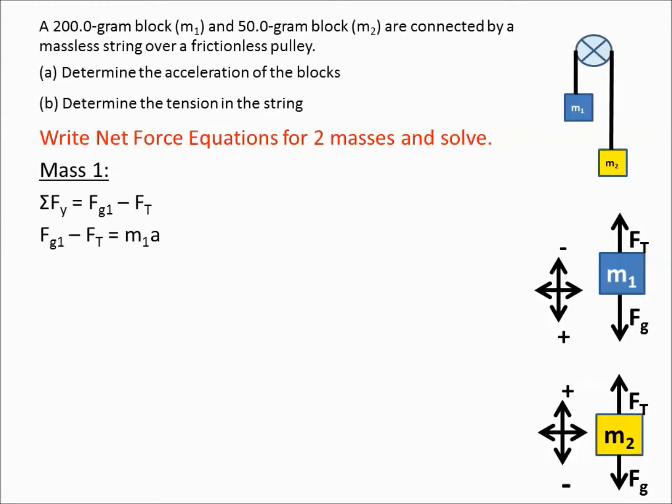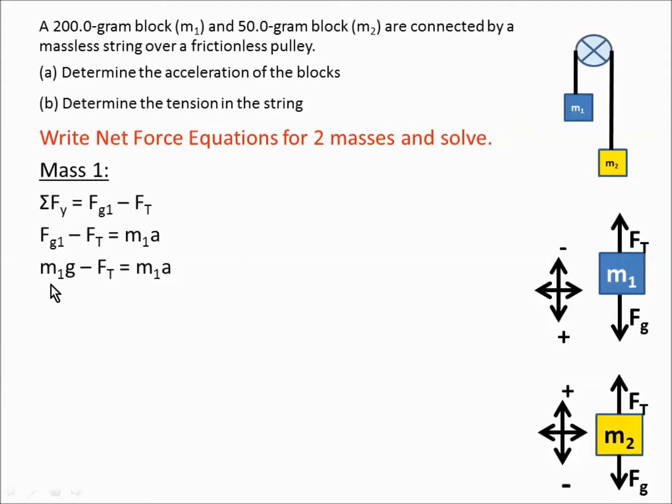The sum of those forces is going to be mass 1 times the acceleration. Now the acceleration is going to be the same for mass 1 and mass 2 because they're connected by a string. They will accelerate at the same rate. So we're just going to define a. We don't need a1 and a2 because they're going to be equal to each other. Now we're going to plug in some values.